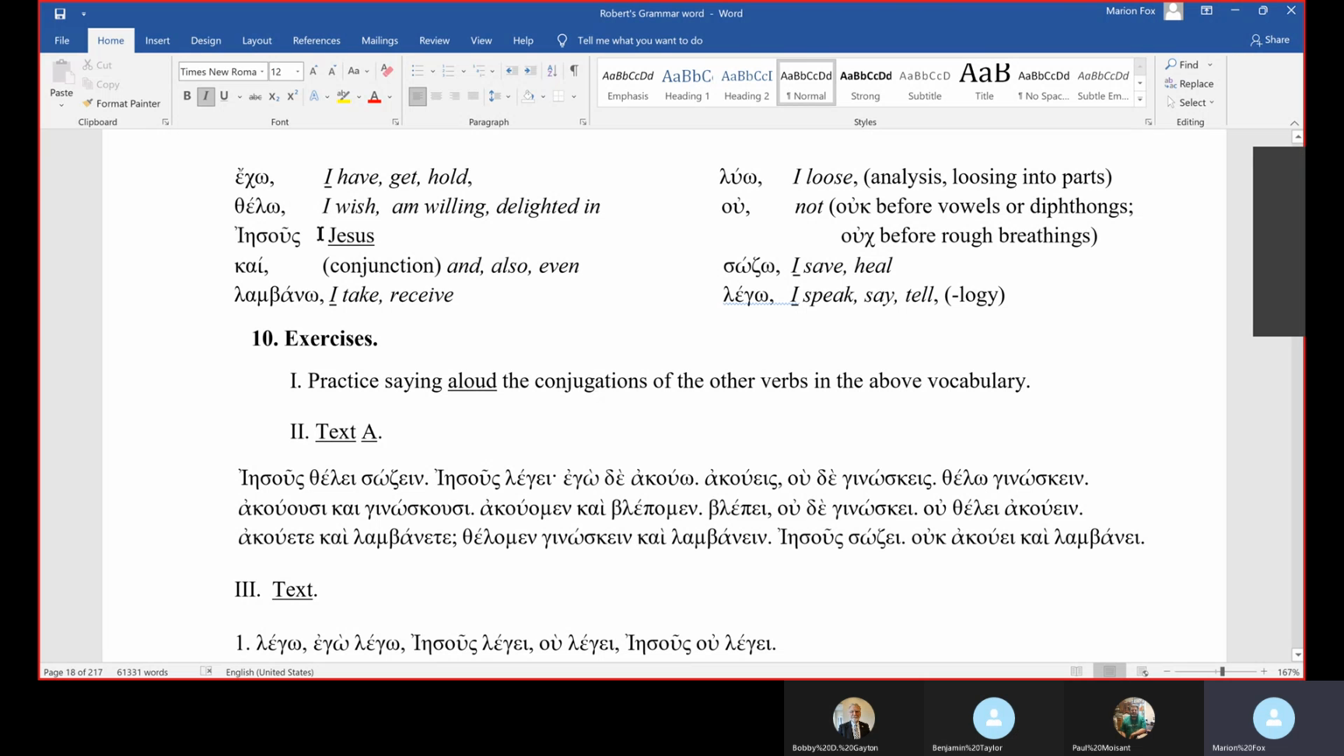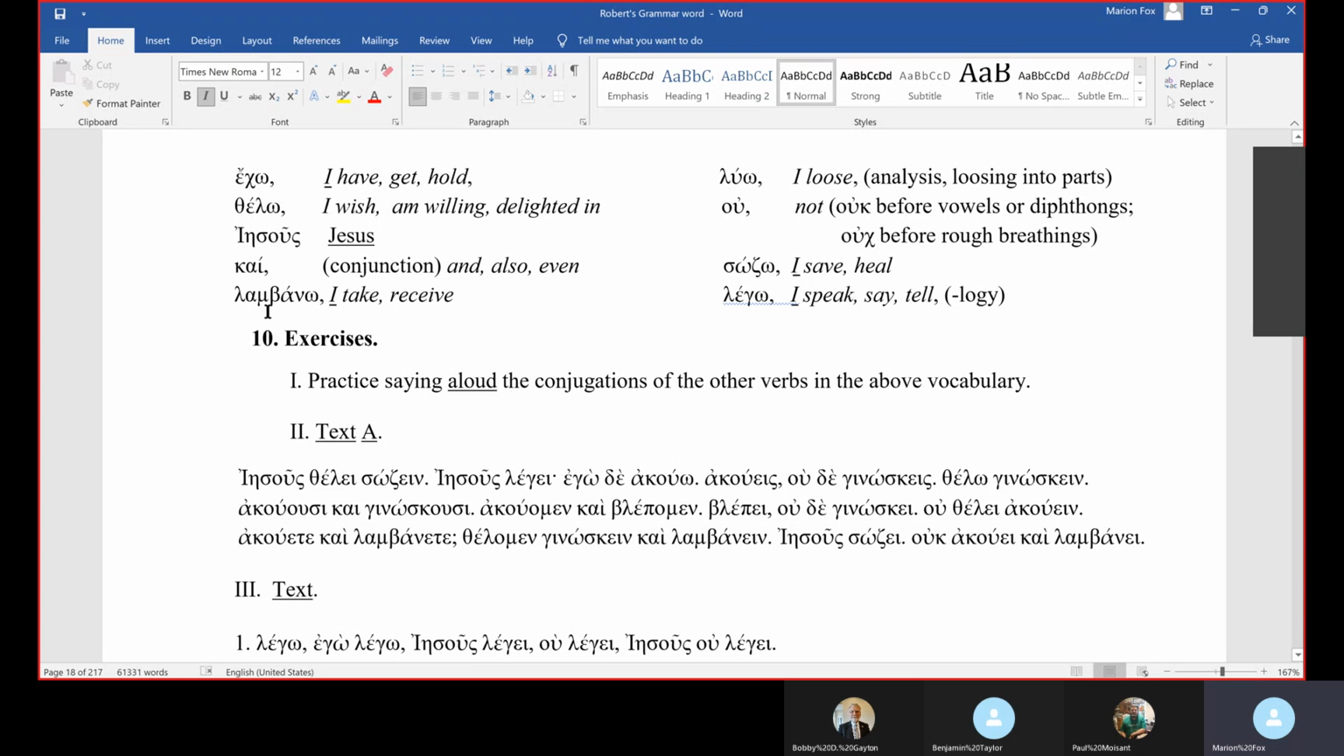Kai. This word and de are found on almost every page of the New Testament. This is a word that joins two things that are equal in rank. Repent and be baptized, they're both equal in rank. Believe and be baptized, they're both equal in rank. It's a conjunction. So it takes things that are equal in rank and joins them.